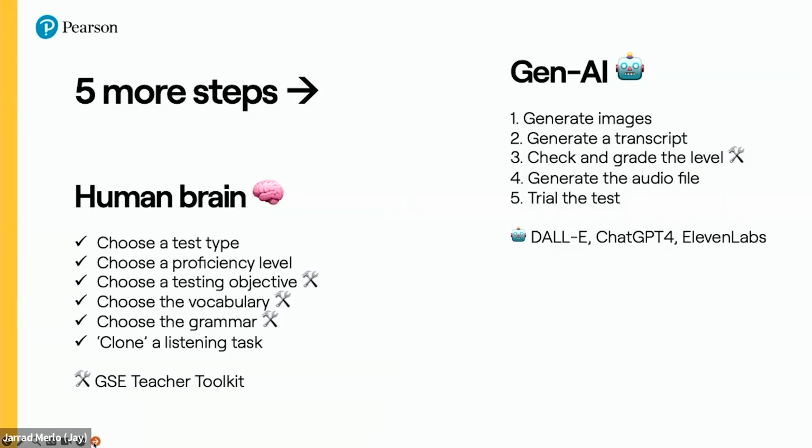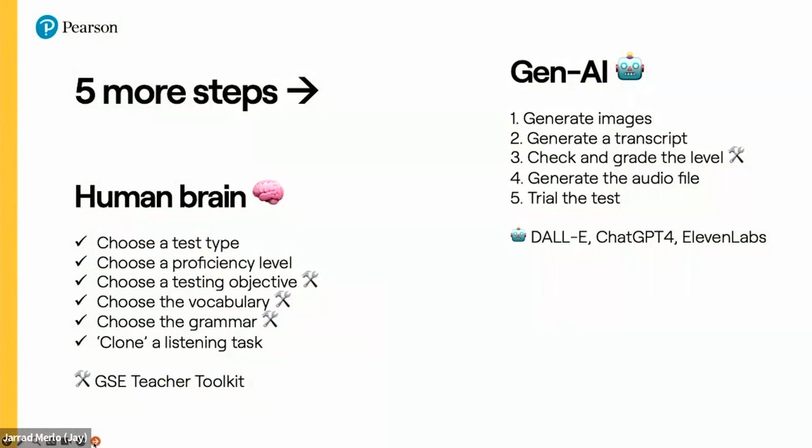Okay. Now, we've got 5 more steps. We've used our human brain so far to choose a test type. We chose a progress test. We chose a proficiency level. We chose a testing objective. We chose the vocab, the grammar, and then we cloned a listening task. So we're going to actually build one of those little multiple choices with the 3 images, right? And we use the GSE Teacher Toolkit for that.